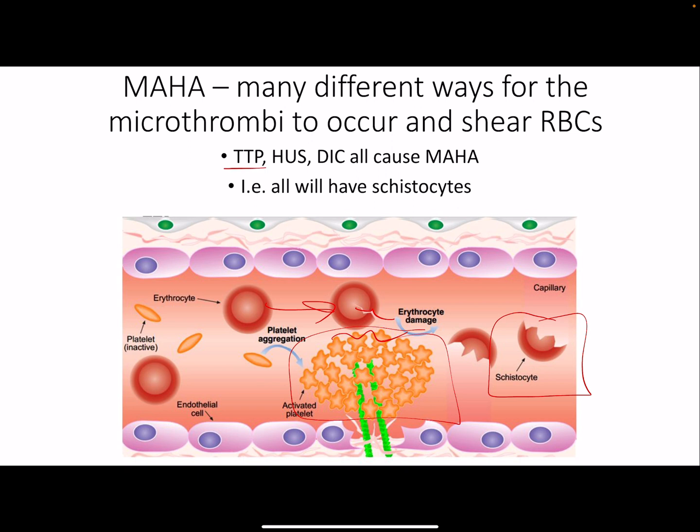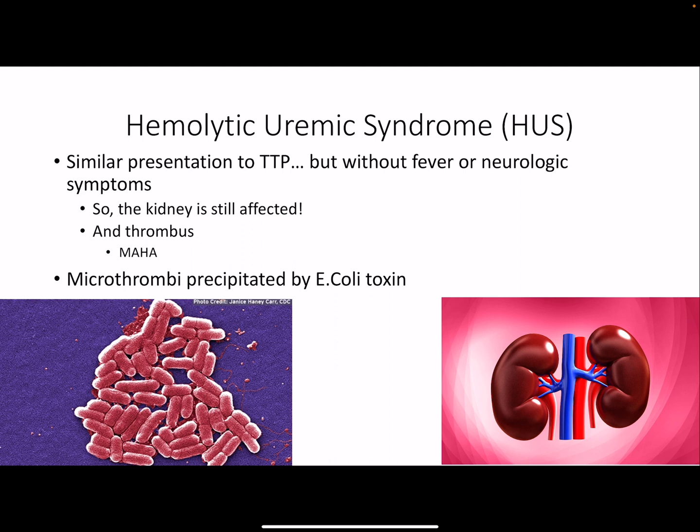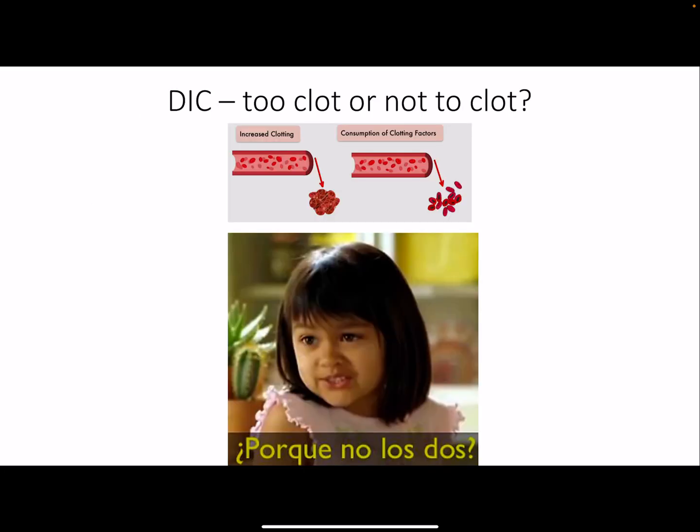So TTP was just our introduction there, but hemolytic uremic syndrome and DIC, disseminated intravascular coagulation, also are going to cause this. So anytime you see the schistocytes, think one of these three syndromes, all of which have to do with platelets. So HUS, very similar to TTP, no fever, no neurological symptoms, but the kidney is still a thing. And again, we just mentioned this, but you're also going to have MAHA. You're going to have a capillary thrombus. Now, this is precipitated by E. coli toxins. I think that's important to know.